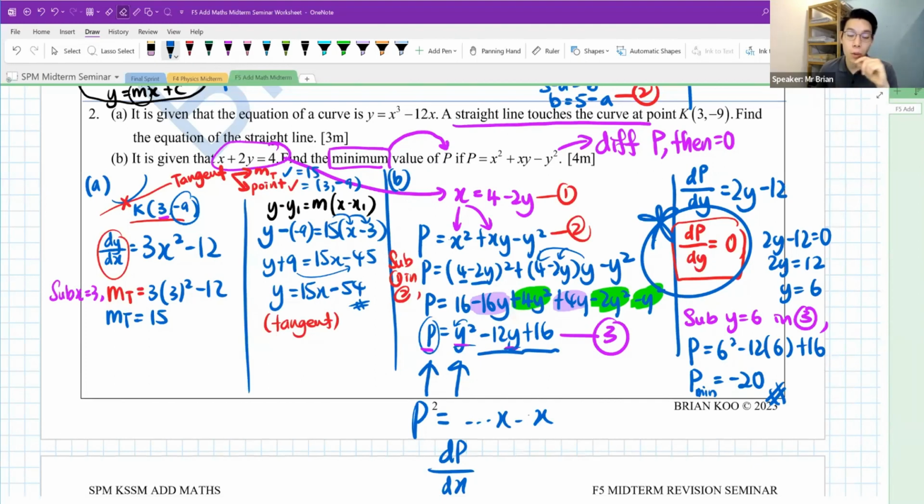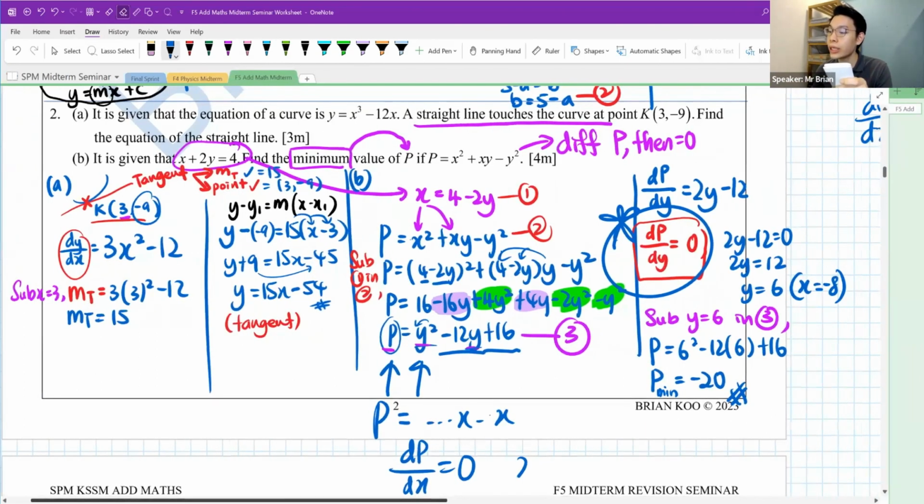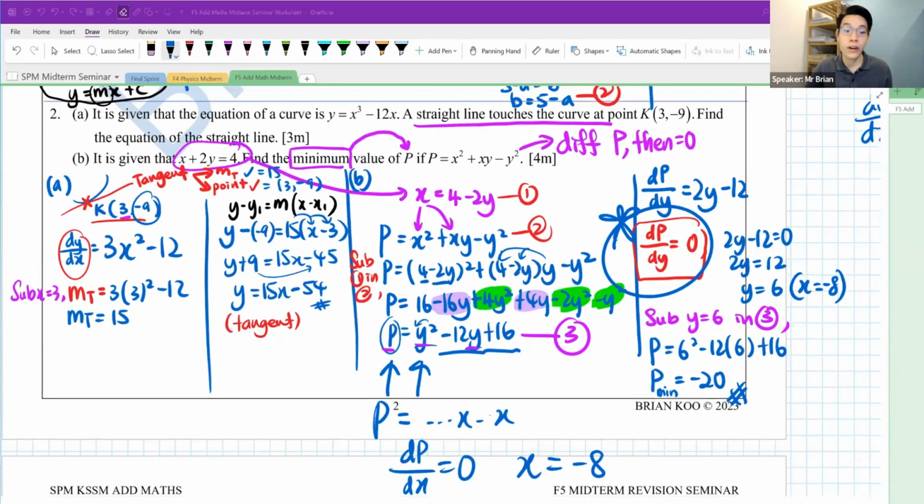Y equals 0? Really? I don't think so. Y is confirmed to equal 6. So you may get a different x value. In fact, I can tell you what x value you should be getting. The x value should be -8. Those of you who do dP/dx equals 0, the x value should be -8, and then you will get the same minimum value of P.